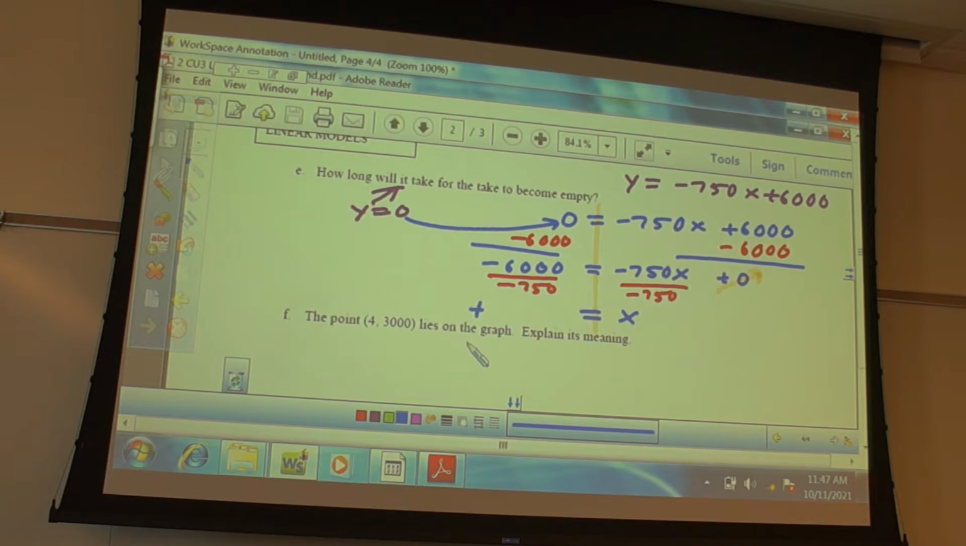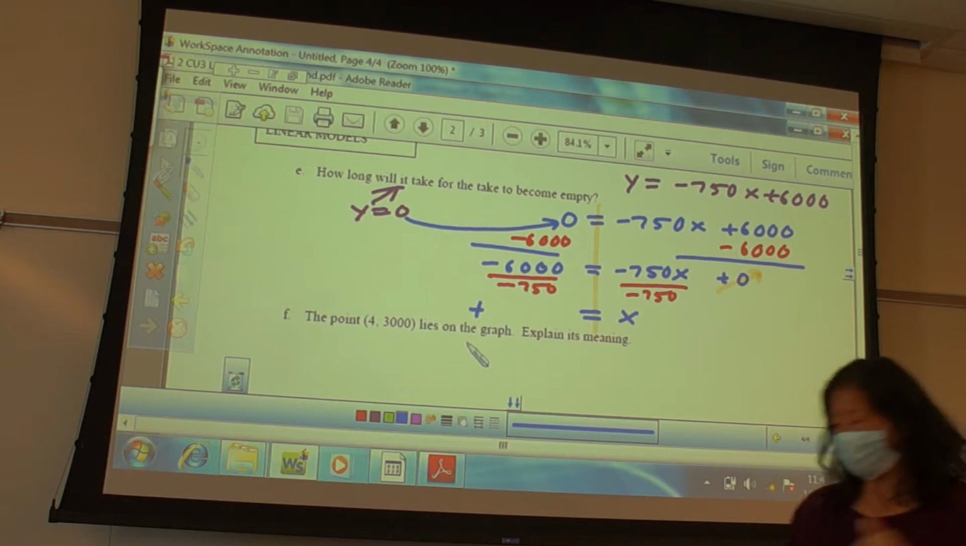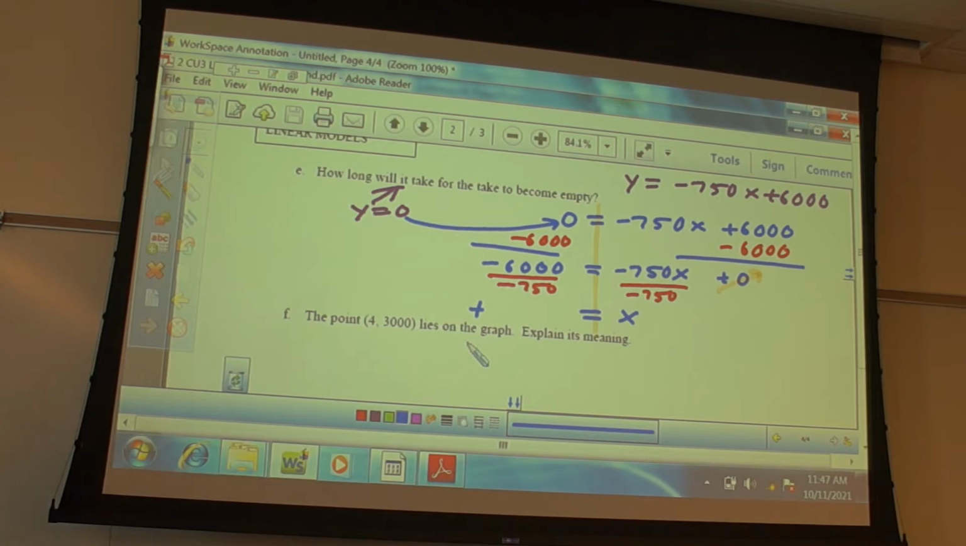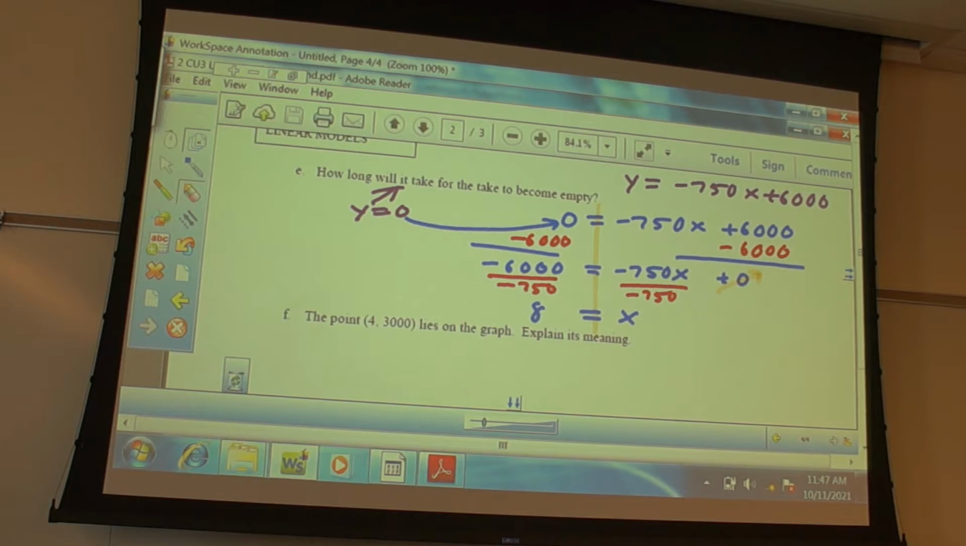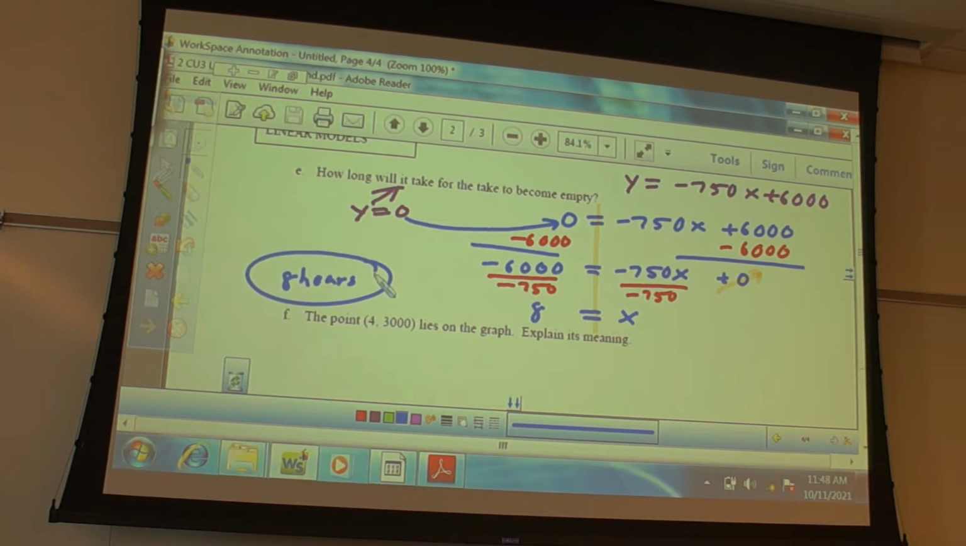David, what'd you get? 8. Perfect. Jen, you get the same thing? Yeah. Great. So we get x is positive 8. Let's call it 8. Good? So that is 8 what? What's x again? 8 hours. Hours. Yep, so 8 hours. That's how long it'll take the tank to become empty.